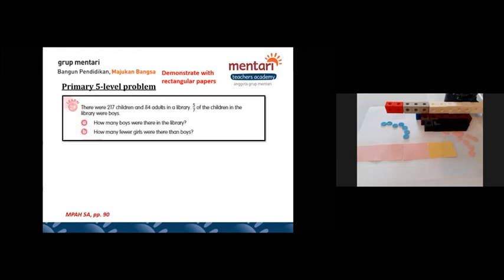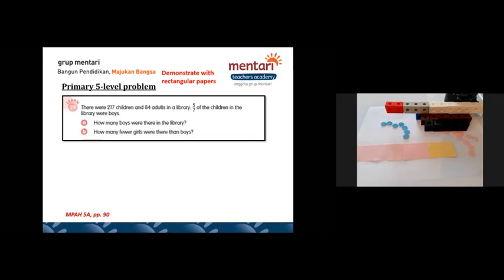Okay, these are just a couple more examples. So there were 217 children and 84 adults in the library. 5/7 of the children in the library were boys. How many boys were there in the library? How many fewer girls were there than boys?